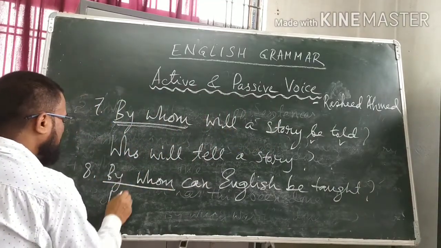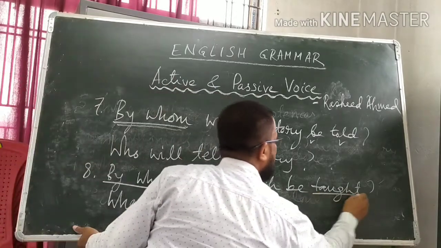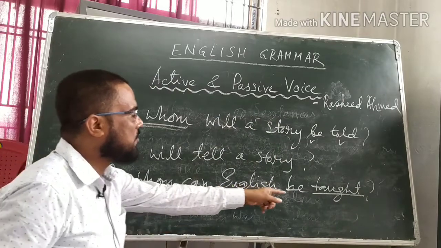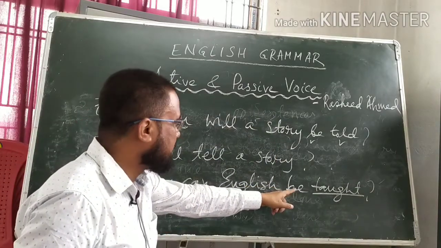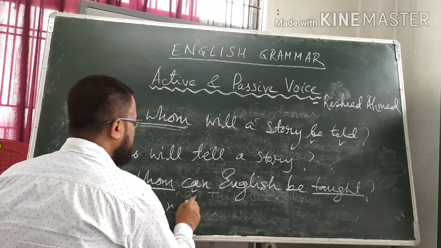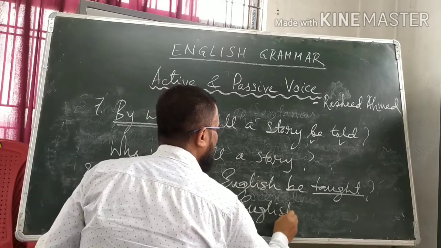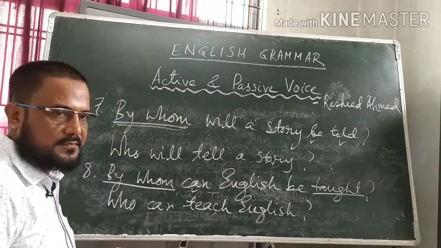Instead of this you will write who. Can is there, who can. Taught will become teach, its base form will be used. Be will be removed because we are going to make it active. Be was used to make it passive. Who can teach English? By whom can English be taught?